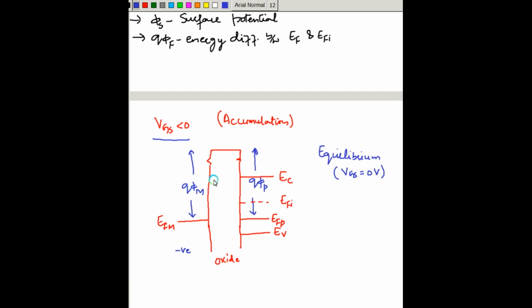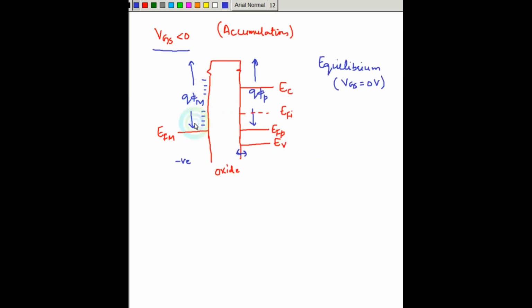Now since this is a parallel plate capacitor, if we are depositing negative charge on the metal plate, which is the gate, then an equivalent amount of positive charge will be induced on the substrate, which is adjacent to the oxide. That is along this interface. An equivalent amount of positive charge will be generated. I'll rub it here.